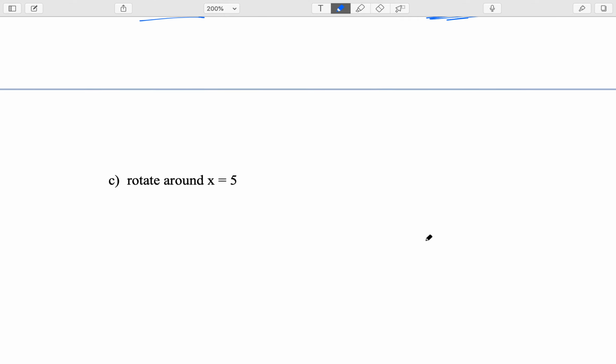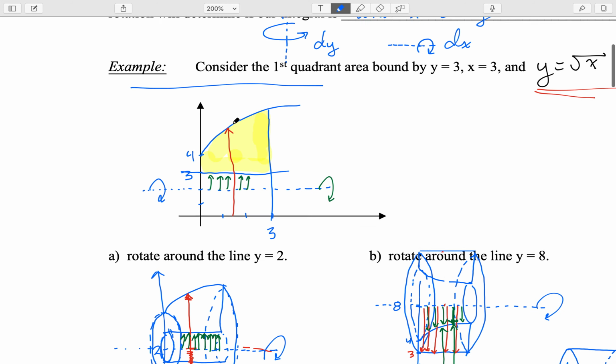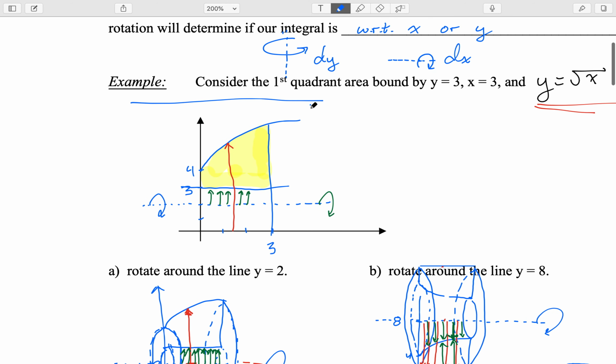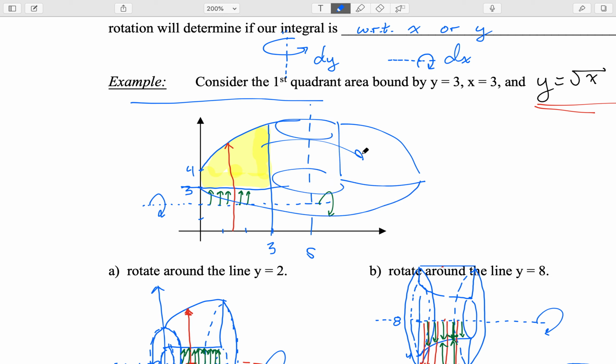Okay, let's get into the most difficult one here. Now we're going to rotate it around x equal to 5. X equals 5 is a vertical line, so it's going to be in this direction, which means it's going to be dy. This is the shape we're going to be doing, and we're going to rotate it around x equal to 5, which is over here. So that's going to go over there. We're going to get some kind of weird shape that looks like this. It's hollow. It's kind of like a bundt pan. It looks like a cake, but it's also been hollowed out.